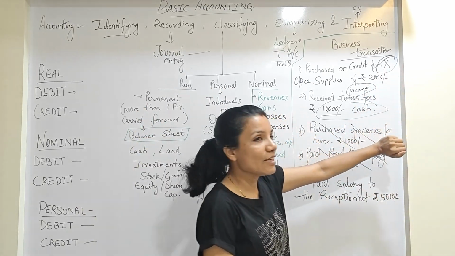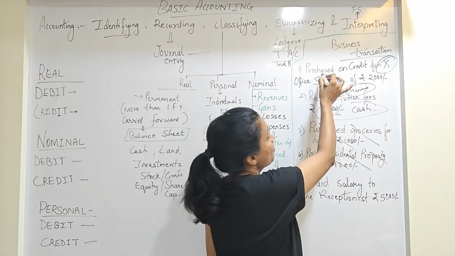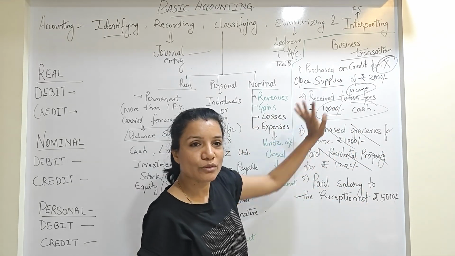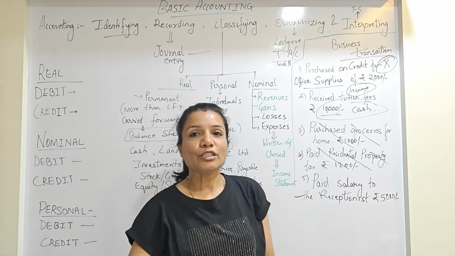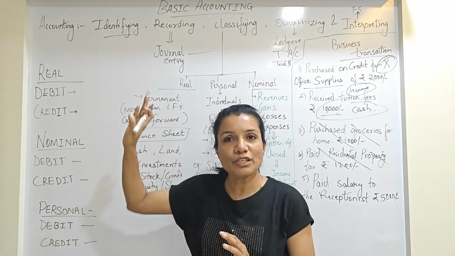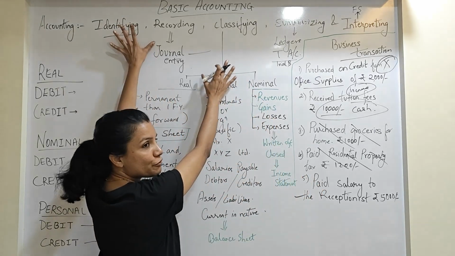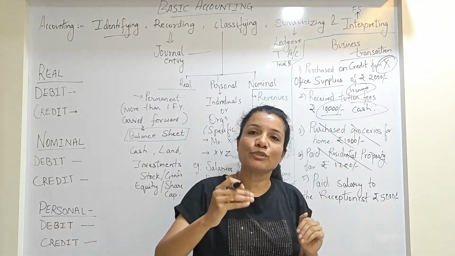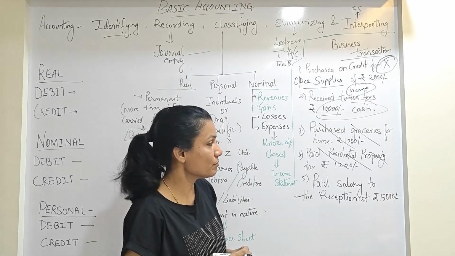So X is an account that is getting affected, and we purchased office supplies or printing stationery. So this is one account that is going to get affected. So we need to first identify, classify, and record. In this video, we are going to stick to the first three parts of the definition. Summarizing and interpreting, let's leave it for the next set of videos.